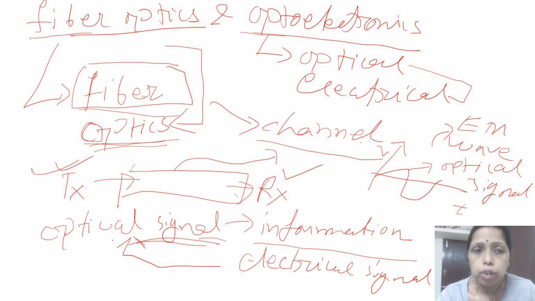Suppose you want to send a voice signal. The voice information is first converted into an electrical signal. If you would like to use the fiber optic, then this electrical signal is converted into the optical signal. The voice signal is first converted into an electrical signal in the form of voltage, and after that this electrical signal is converted into the optical signal.